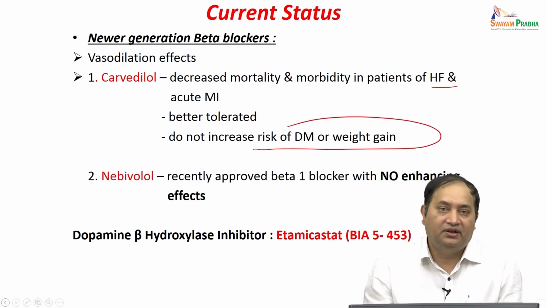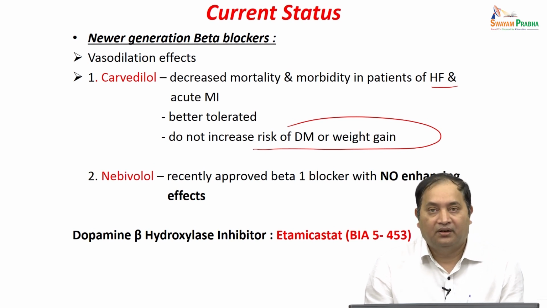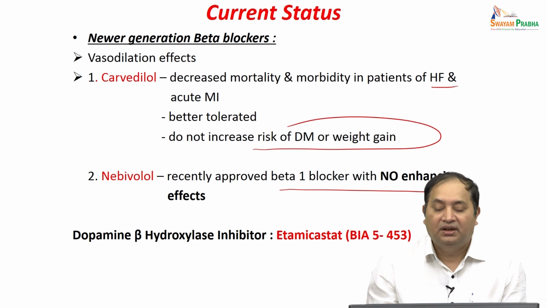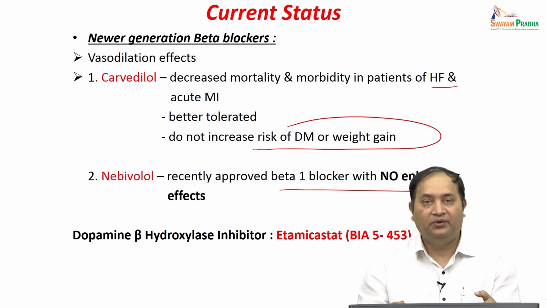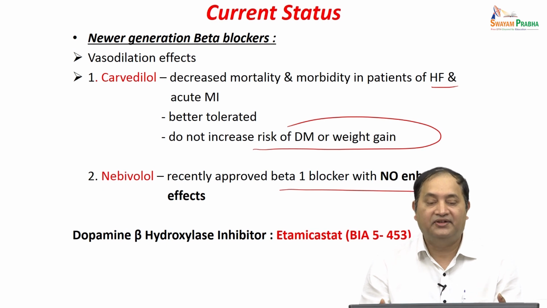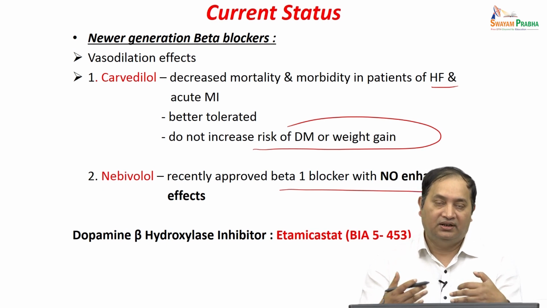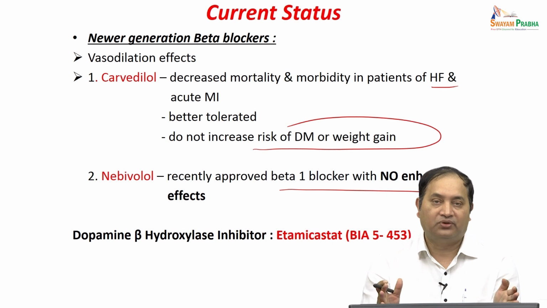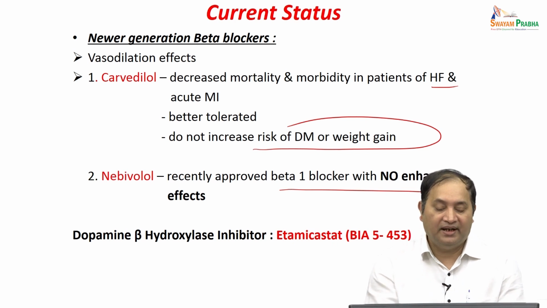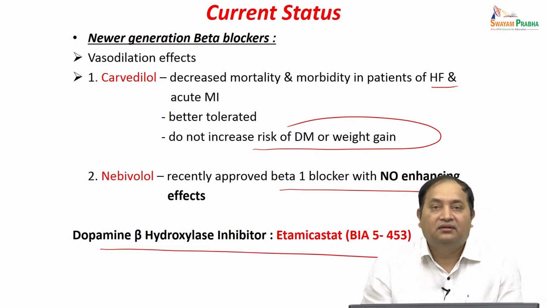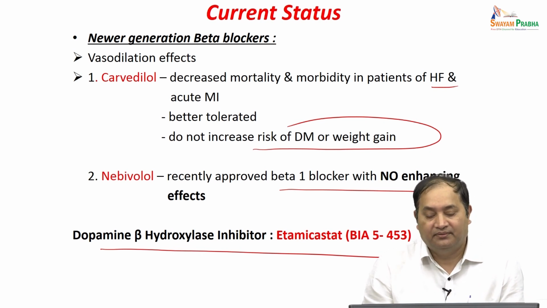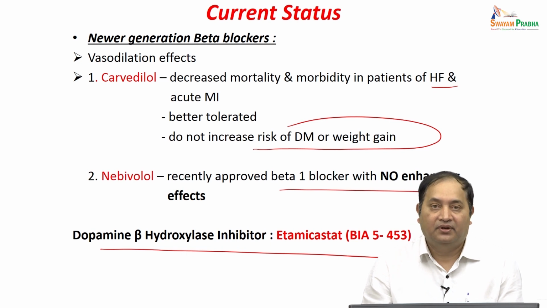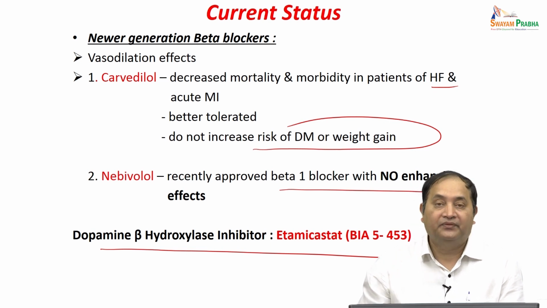Another drug that has been used as a vasodilatory beta blocker is nebivolol, which has been recently approved. It is a beta 1 blocker, and along with that it has a nitric oxide enhancing effect, and since it releases nitric oxide, it causes vasodilatation. Otherwise, we have drugs that act as dopamine beta hydroxylase inhibitors, like etamicastat. So, these are the newer drugs that have come into the market.